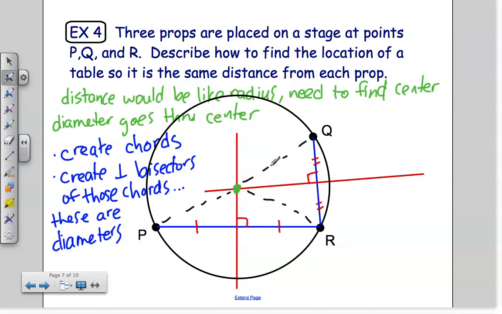Now actually, if you think back to chapter 5, when we did points of concurrency, we did perpendicular bisectors of the sides of a triangle, and they all met at this circumcenter, which was the center of the circumscribed circle. So we've done this construction before. Now we're just applying it to circles and saying that diameters are perpendicular bisectors of chords. So that's kind of neat there.